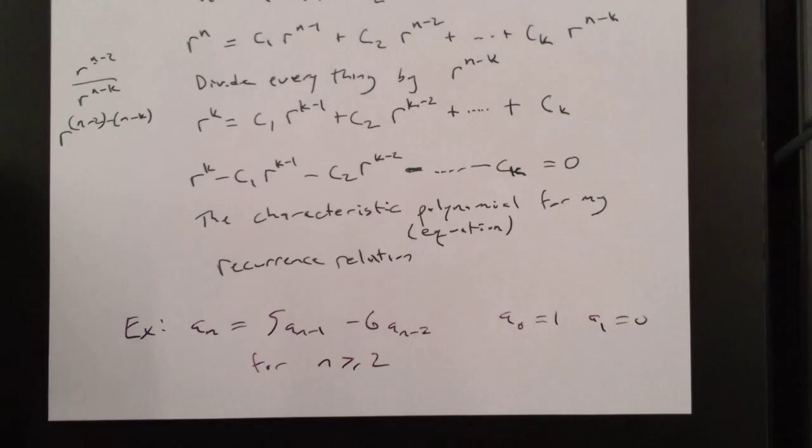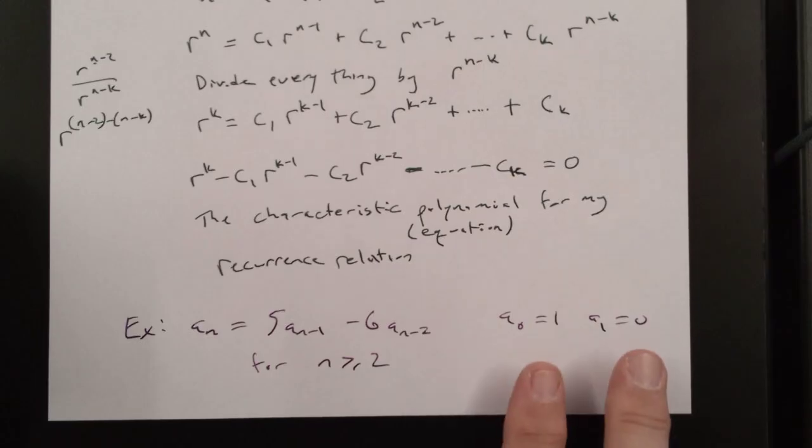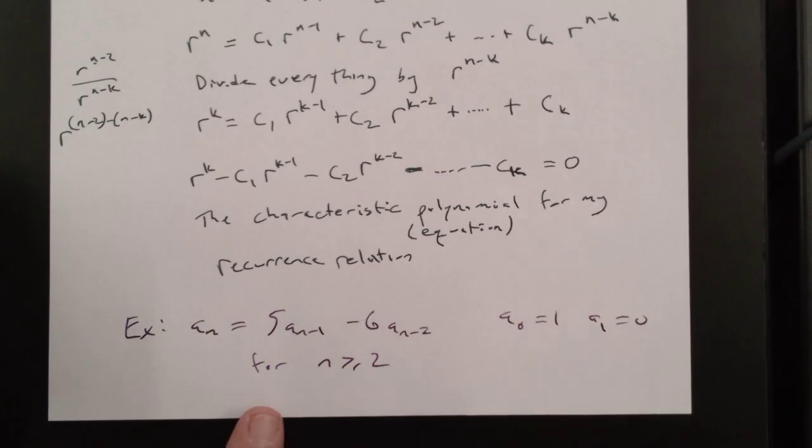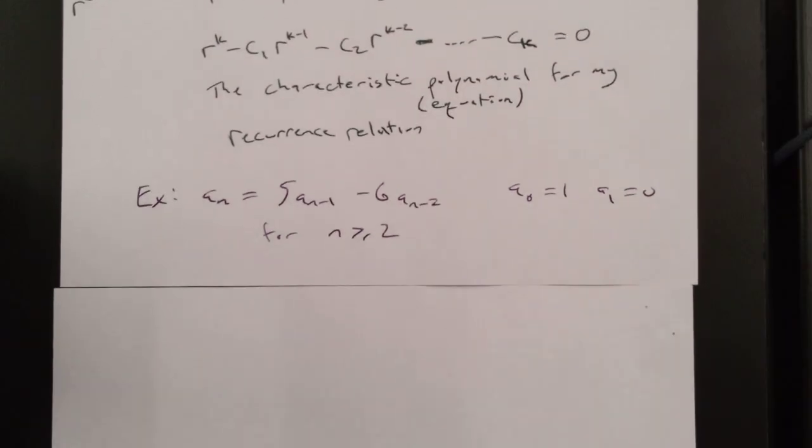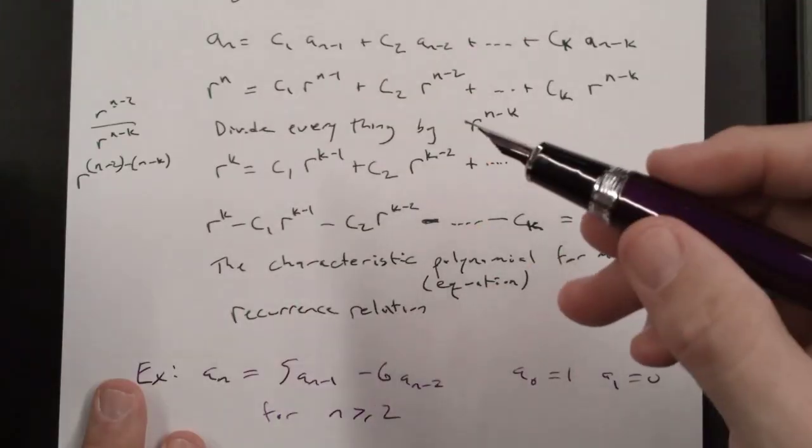Now, since this is a degree 2 recurrence, I have to have conditions for 0 and 1, and this rule only applies for n bigger than or equal to 2. That's what it means to be the depth of my recurrence, or degree of my recurrence. I want to go through the whole routine. Then I'm going to show you a shortcut.